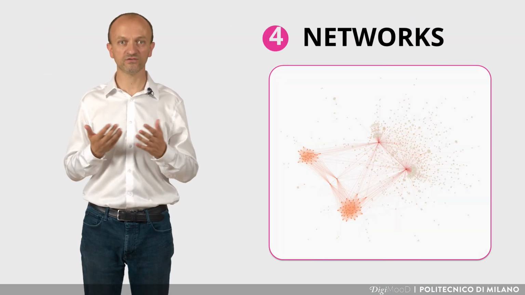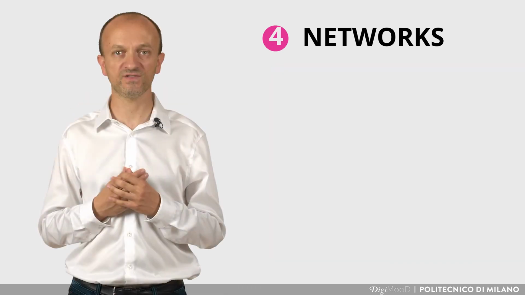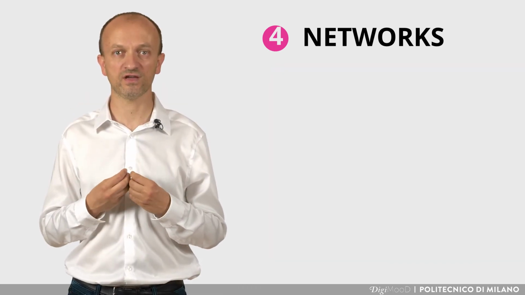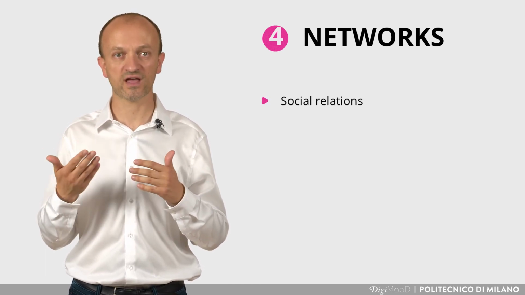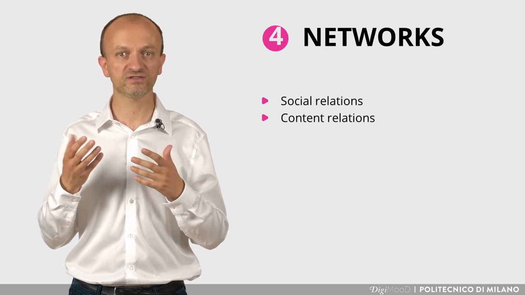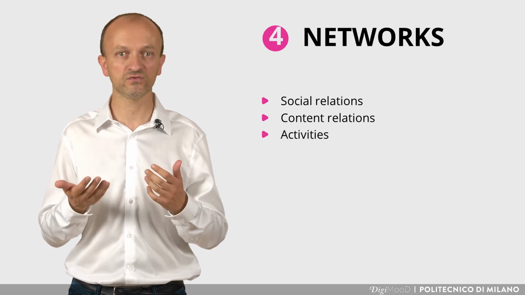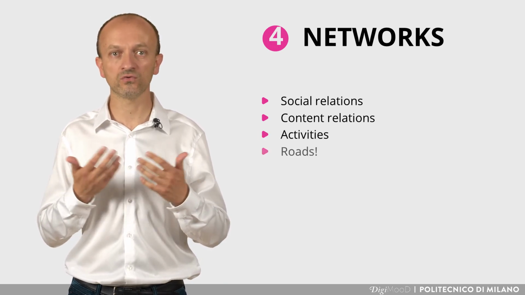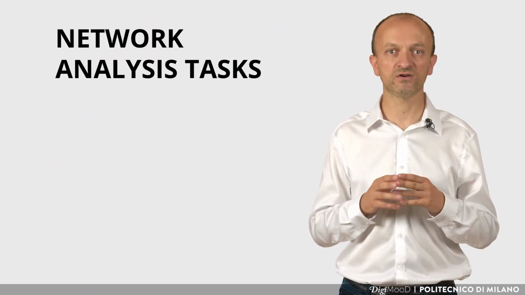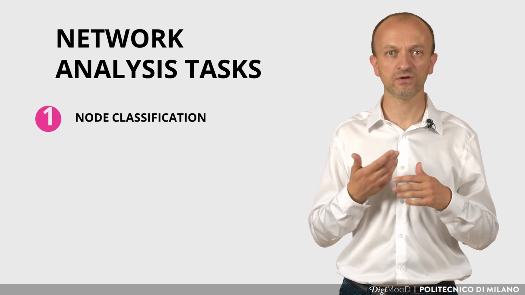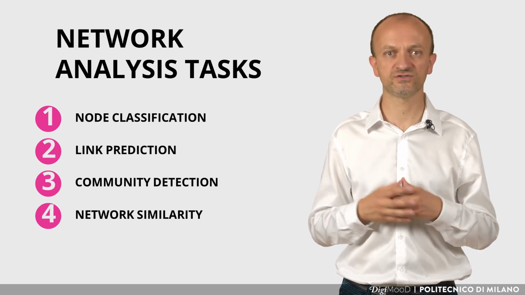The last type of content we consider is represented by network structure. This is a very important data model today, as it can represent a huge set of possible contexts, including social networks, connections between objects, like product, documents, and so on, and many others, like activity of users, or even road networks in maps. The typical problems we face here are node classification, link prediction, community detection, network similarity, and others.